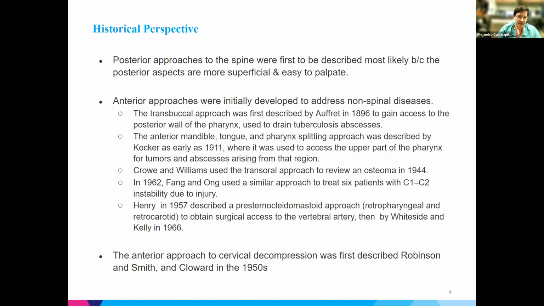Henry in 1957 described a pre-sternocleidomastoid, retropharyngeal, retrocarotid approach, so pushing the carotid medially and reaching behind it to gain access to the vertebral artery. But the pre-sternocleidomastoid, retropharyngeal, pre-carotid approach, which is what we currently use, was introduced in the 1950s, first by Robinson and Smith, and then later by Cloward.